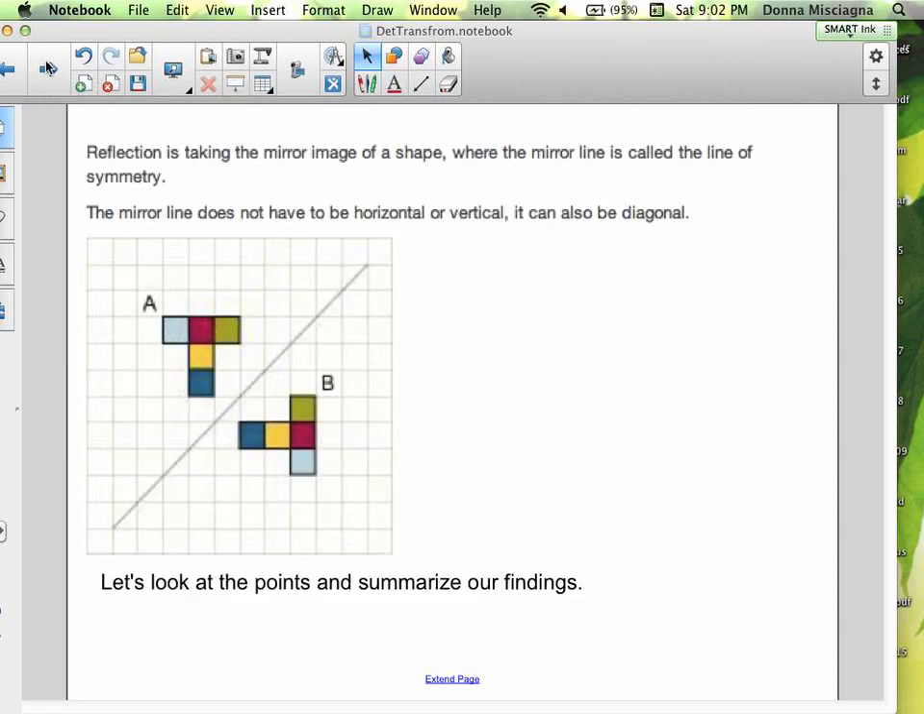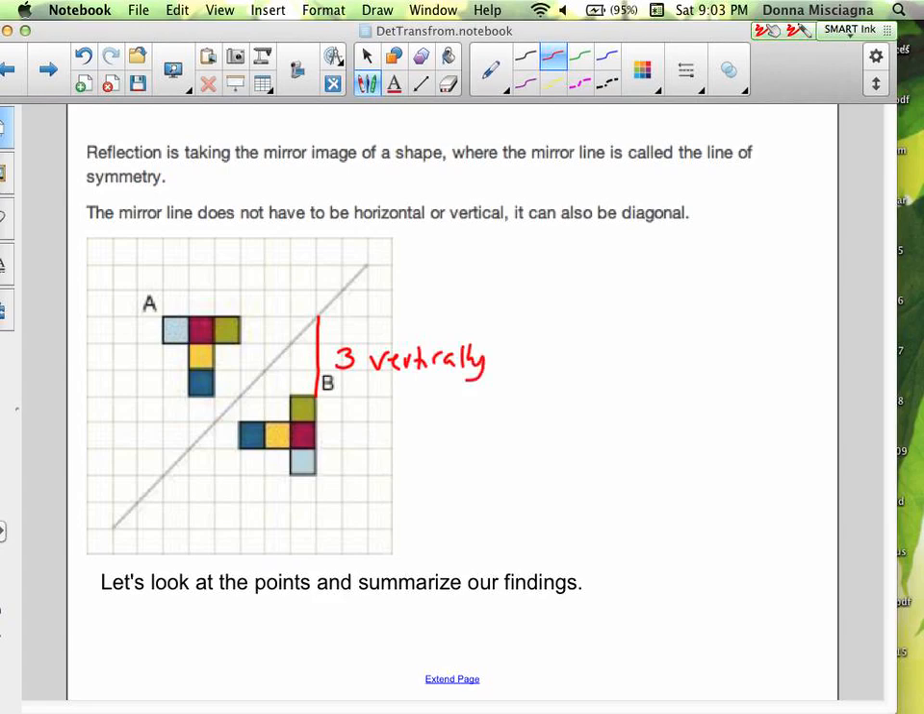All right, let's look at diagonal lines in the coordinate plane. Reflection is taking the mirror image of a shape where the mirror line is called the line of symmetry. The mirror line does not have to be horizontal and vertical. It also can be diagonal. Remember how we counted diagonal? This time I'm going to count vertical and horizontal. Here I would have to count 1, 2, 3, so I'm going 3 vertically. Notice now I'm going 1, 2, 3 horizontally.